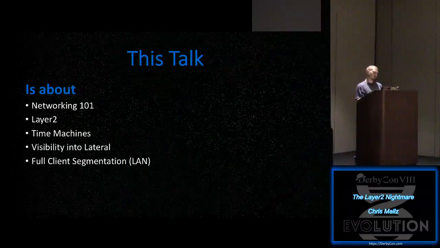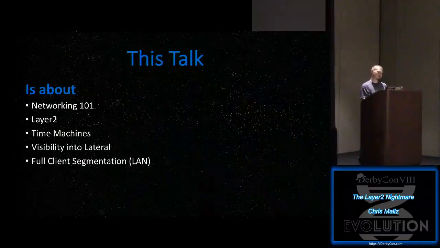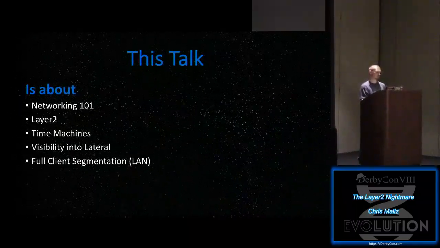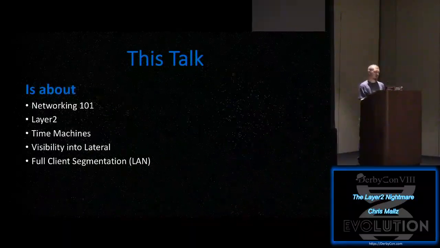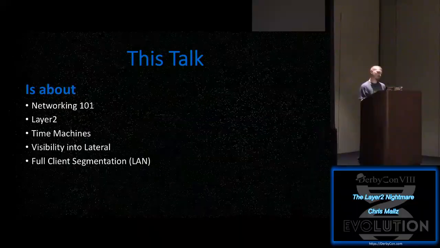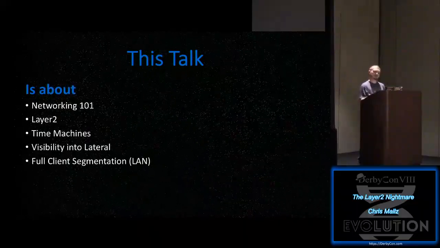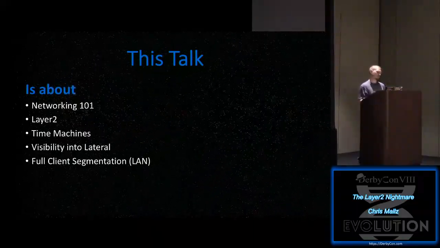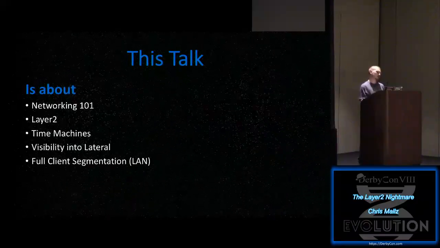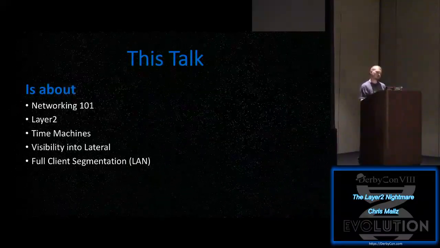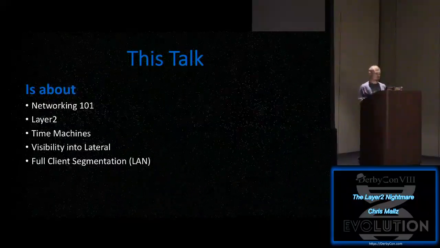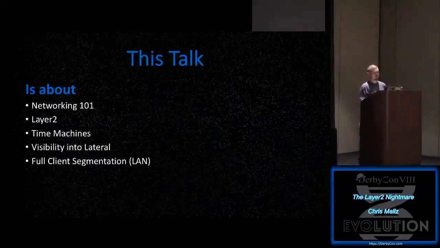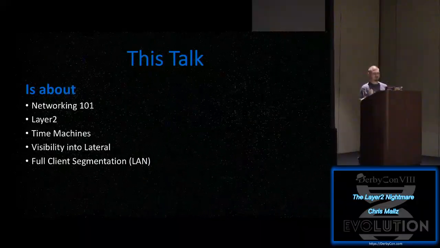So this talk's going to be kind of simple, but this is essentially what it's about. It's about an old school problem that I haven't seen anybody fix. We'll start with networking 101. We'll get into some layer 2 stuff, but this solution will give us visibility into lateral movement. But ultimately, it's full client segmentation on a LAN. So this is very novel. There's not really going to be any exploits or 0 days or anything like that. So if that's what you're looking for, I'm sorry.